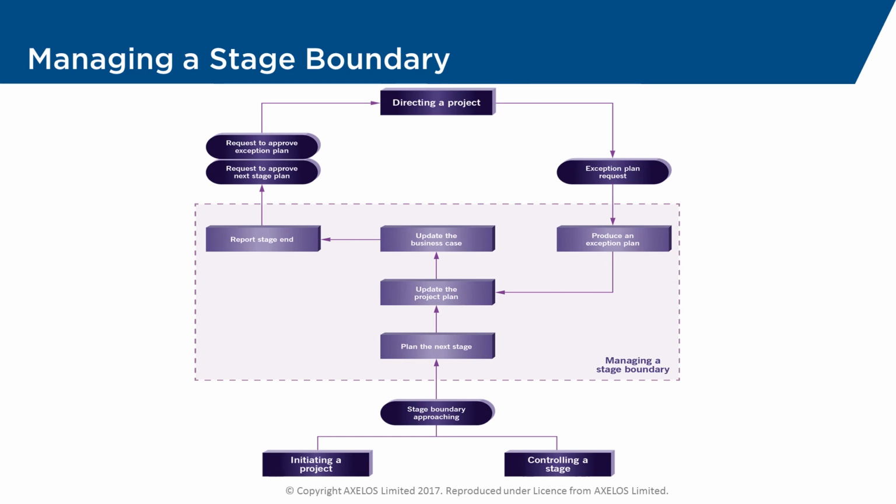Similarly, as we had with the normal circumstances, we may be looking to update our project plan, to update our business case, if necessary, and then go forward to the project board to get authority to run that exception plan. So these are the circumstances where we're going to be using managing a stage boundary.